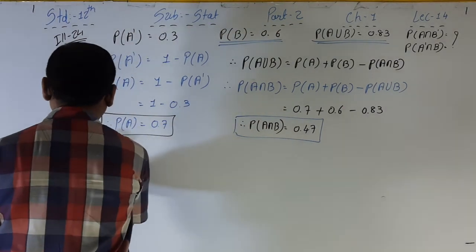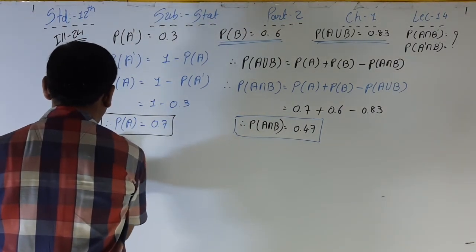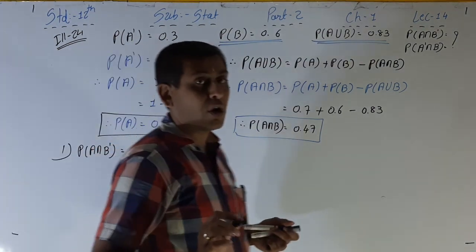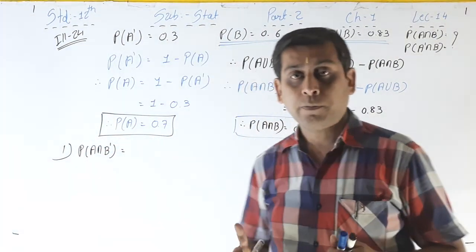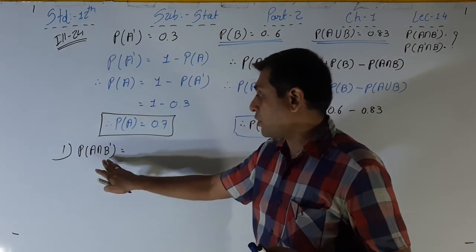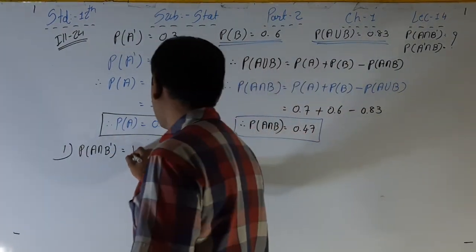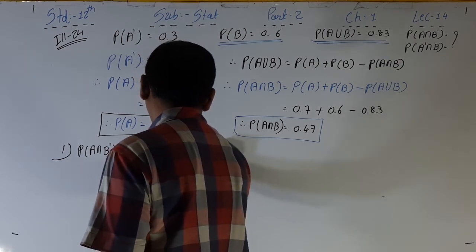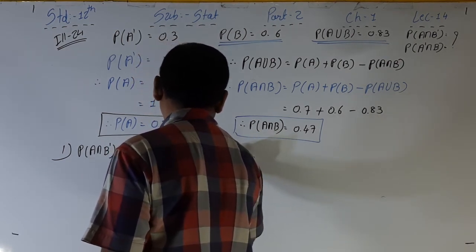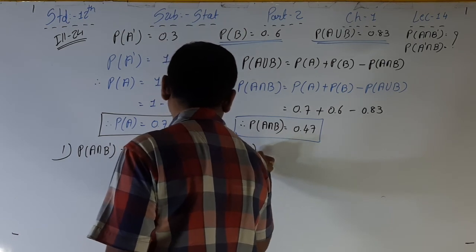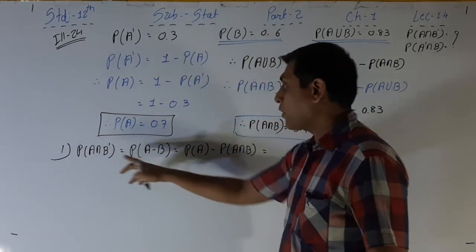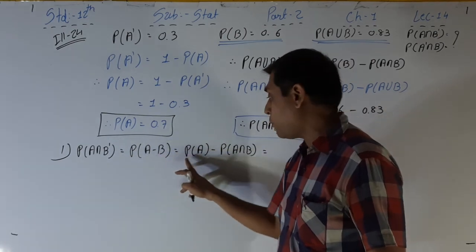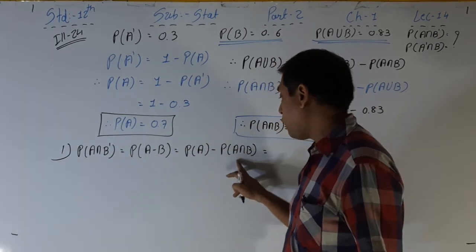First point, P of A intersection B dash. See, it is called P of A minus B. Here P of A intersection B dash is equal to P of A minus B, and is equal to P of A minus P of A intersection B. This is the formula. P of A intersection B dash is equal to P of A minus B is equal to P of A minus P of A intersection B.